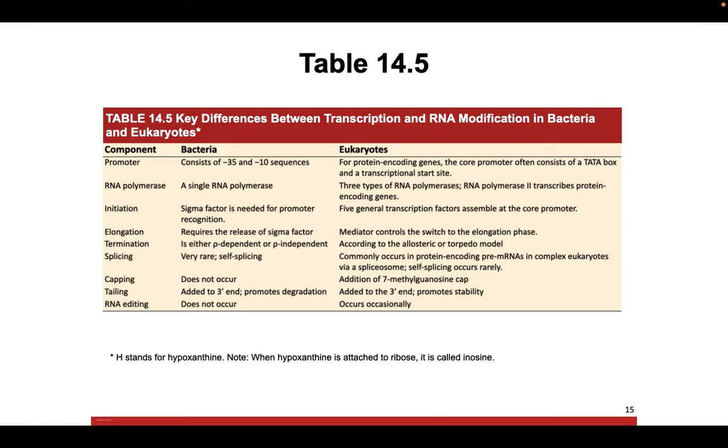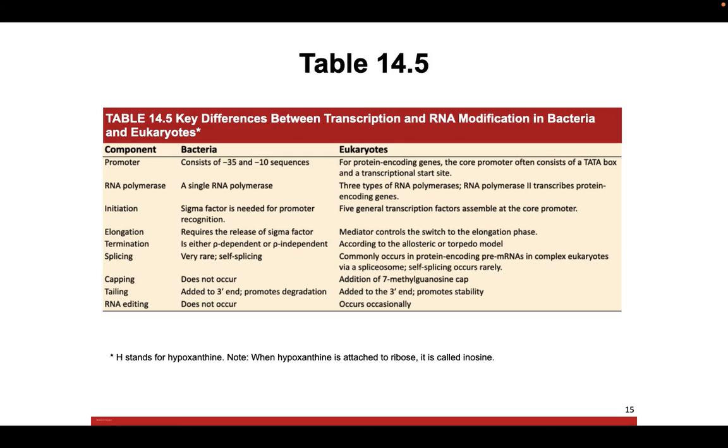Last thing I want to point out is this table showing the difference between transcription basically in bacteria and eukaryotes. So the promoter is pretty similar. In eukaryotes, we have this TATA box. For RNA polymerase, just 1 in bacteria, 3 in eukaryotes. For initiation in bacteria, we need sigma factor. In eukaryotes, there's 5 general transcription factors.